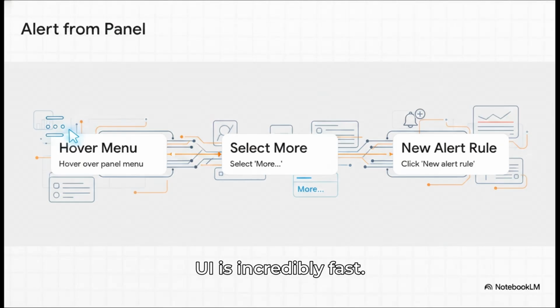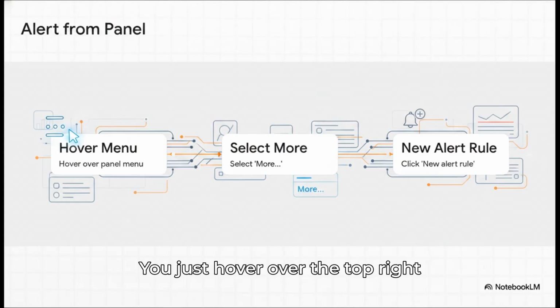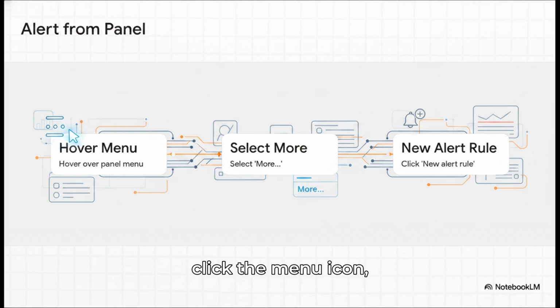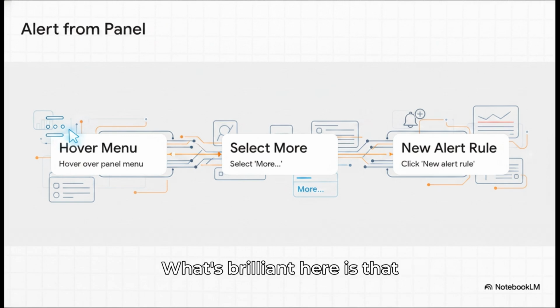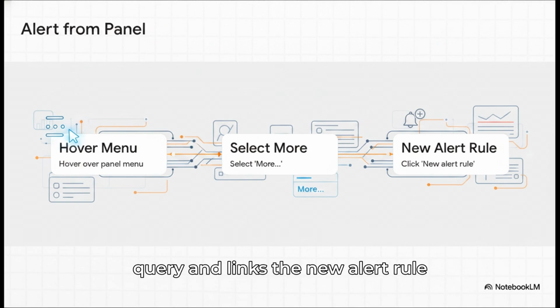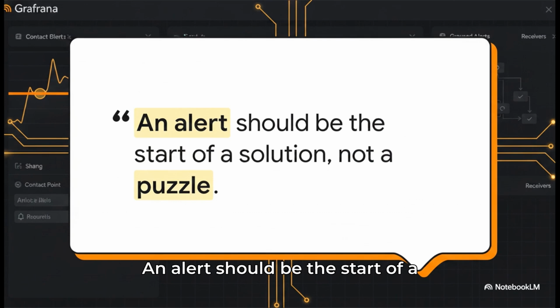Building this in the UI is incredibly fast. You just hover over the top right corner of your panel, click the menu icon, select More, and hit New Alert Rule. What's brilliant here is that Grafana automatically grabs that existing panel query and links the new alert rule right back to your dashboard using annotations. This means when the alert finally fires, the responder gets a direct link to the exact graph that triggered it. An alert should be the start of a solution, not a puzzle.